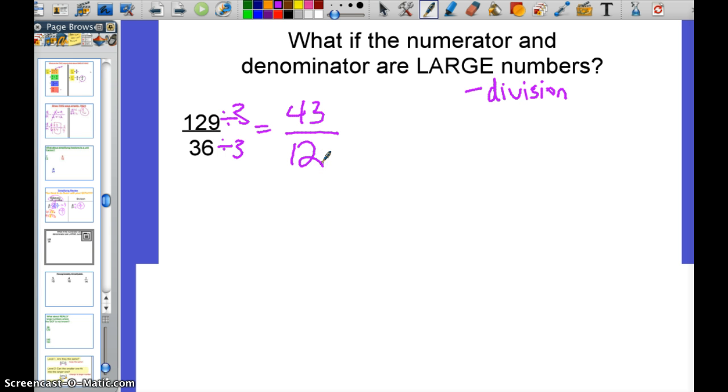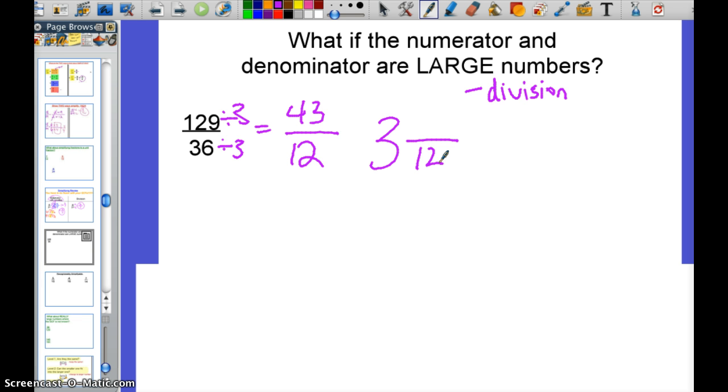Okay, so that puts us in a better position to change from an improper fraction to a mixed number, because I can say more readily how many times 12 goes into 43 than I can how many times 36 goes into 129. So I know that 12 goes into 43 3 times, and that would bring me to 36. And then to count up from 36 to 43, let's see, 36, 37, 38, 39, 40. Let me try again.